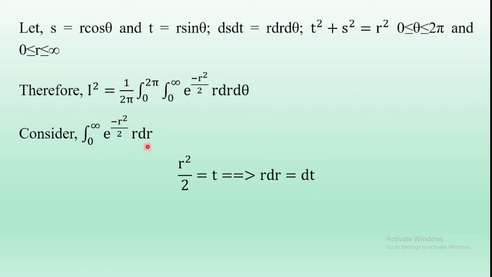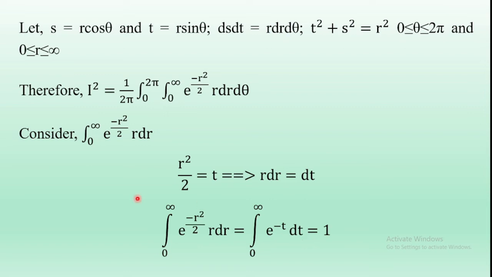Now here, what are the values of r? r varies from 0 to infinity. Now here r square by 2 is considered as small t. Now calculate the values of t. If r is equal to 0, then t is equal to 0. If r is equal to infinity, then t is equal to infinity. And t also varies from 0 to infinity. So therefore, integral 0 to infinity e power minus r square by 2 r dr is equal to integral 0 to infinity e power minus t dt.